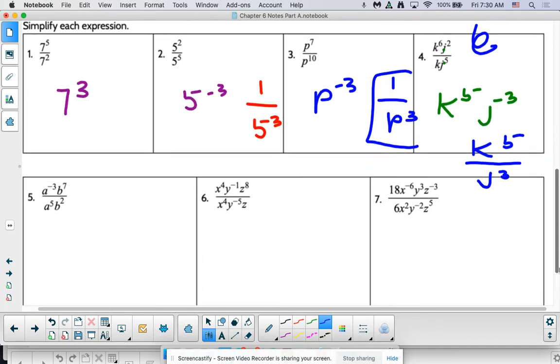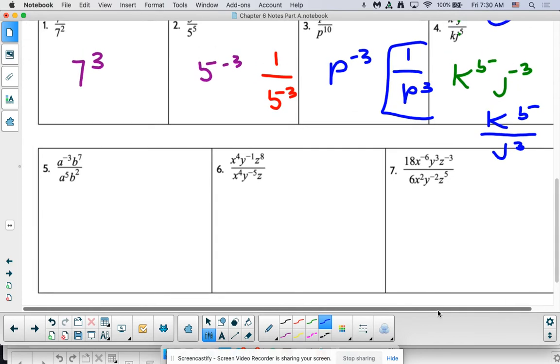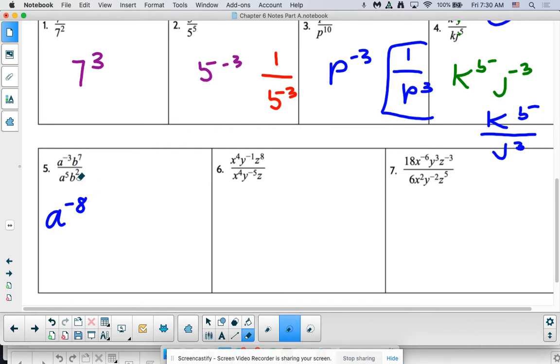All right, let's try some more of those weird ones. Again, we're just taking it piece by piece. So block out these b's. Right now I just have a to the negative third over a to the fifth. So how many a's will I have? Well, what's negative 3 minus 5? If you don't know, use your calculator. Negative 3 minus 5 is negative 8. Now we have to look at our b's, so cross off those a's if that helps you. Block them out with your hand. Now if I look at my b's, I have 7 over 2, so 7 minus 2 is 5.